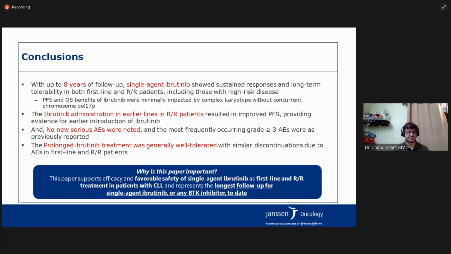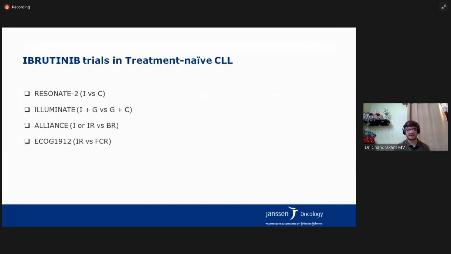So why is this paper important? This paper supports efficacy and favorable safety of single agent ibrutinib as first line and also in relapse refractory treatment in patients with CLL, and represents the longest follow-up for single agent ibrutinib or any other BTK inhibitor till date. So now we will go to the other trials.